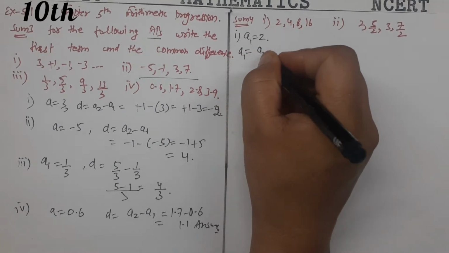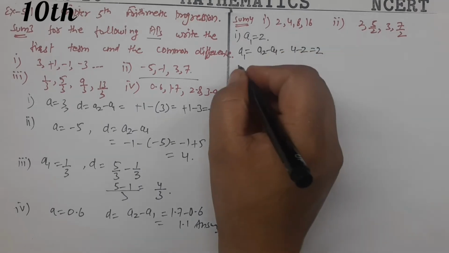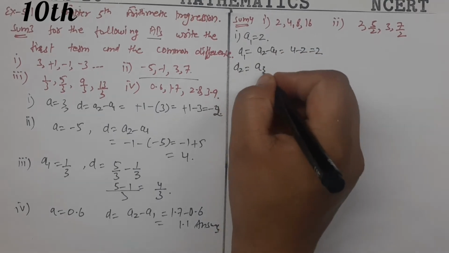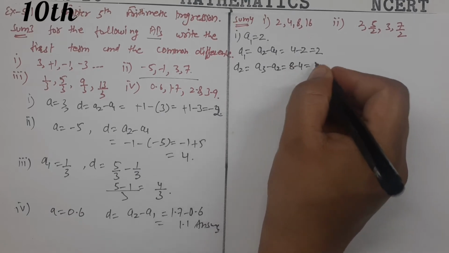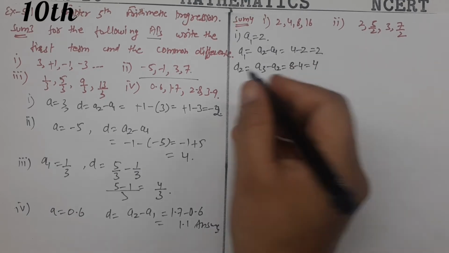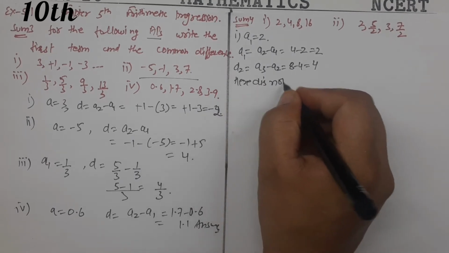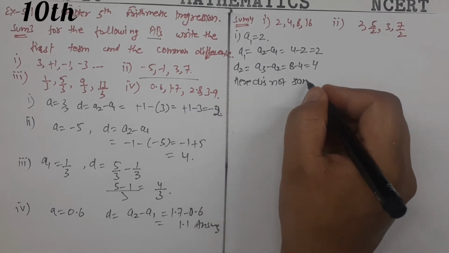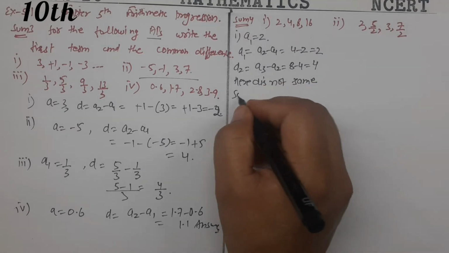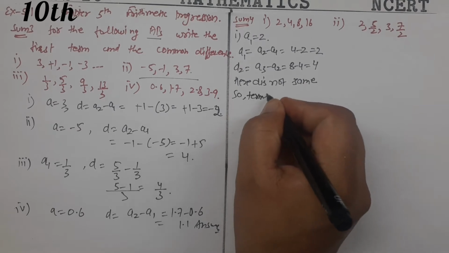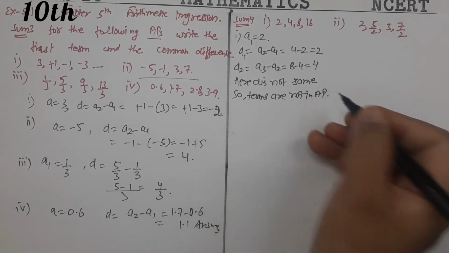d1 = a2 minus a1, 4 minus 2 makes 2. Next d, 8 minus 4, 4. Here d is not the same. So the terms are not in AP.